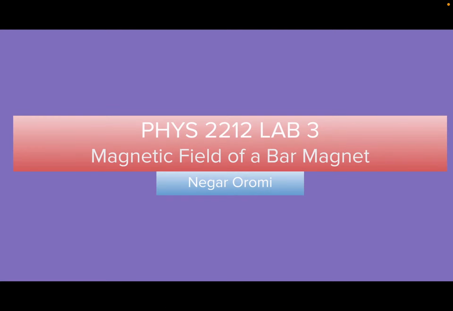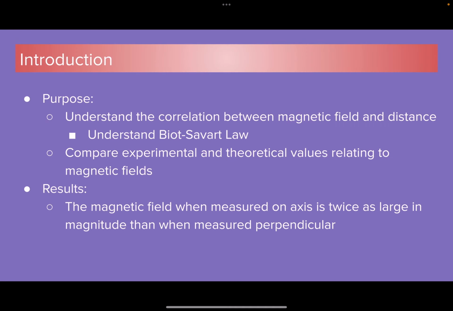Hi, my name is Nika Aromi, and this is Lab 3, where we look at the magnetic field of a bar magnet. The purpose of this lab is to understand the correlation between magnetic field and distance and understand the Biot-Savart law. We also want to compare experimental and theoretical values relating to magnetic fields and understand the discrepancy.